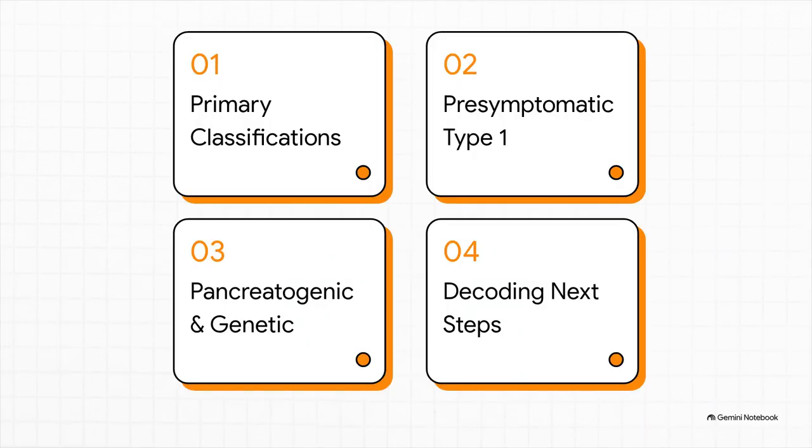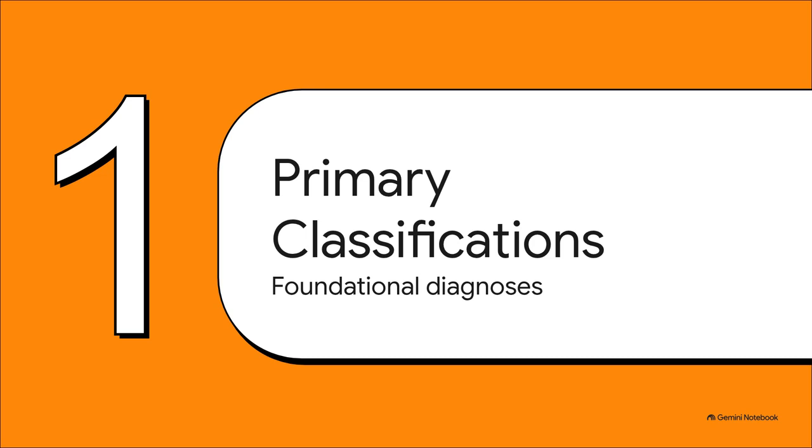Our agenda today breaks down into 4 actionable sections: primary classifications, pre-symptomatic type 1 stages, pancreatogenic and genetic variants, and finally, decoding your next steps. Section 1, Primary Classifications. Let's clearly define those foundational diagnoses you absolutely need to know.